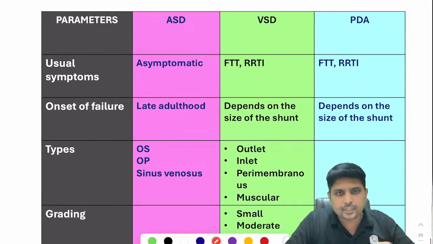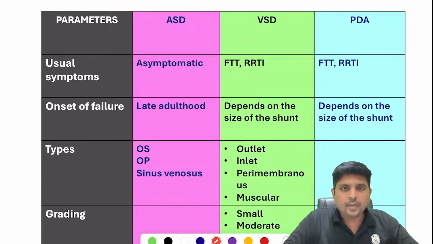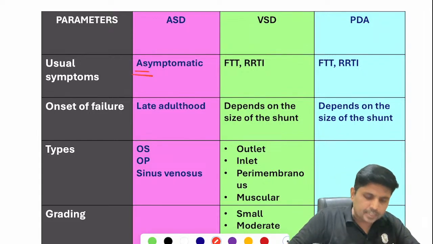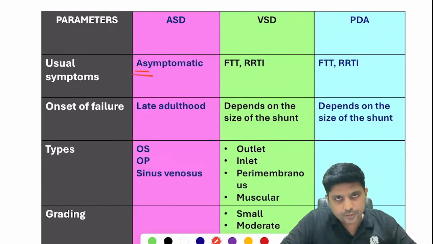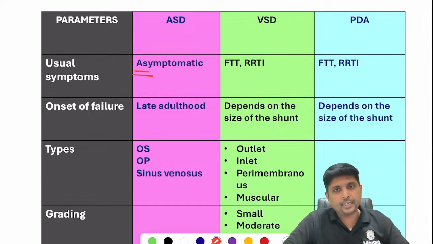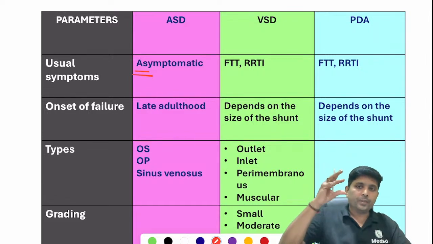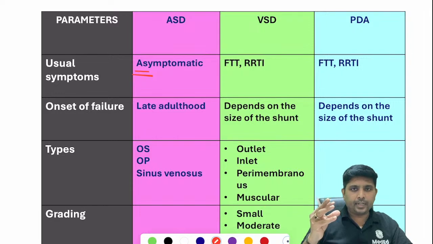So what are all the acyanotic congenital heart diseases? Acyanotic congenital heart diseases are three in number: ASD, VSD, PDA. Okay. So normally ASD features are incidentally detected. You don't get that kind of murmur in ASD. Why don't you get a murmur in an ASD?